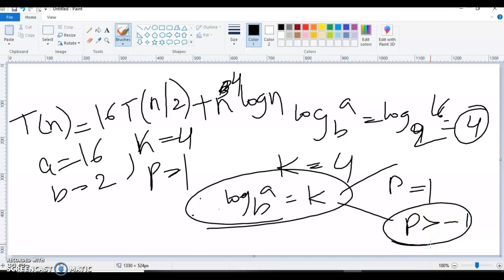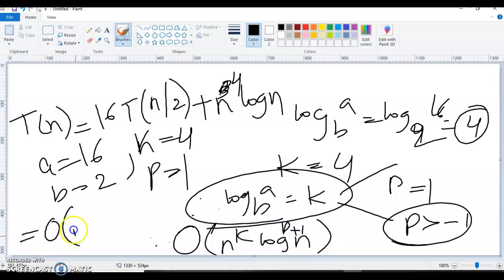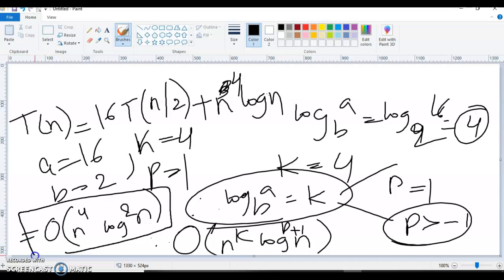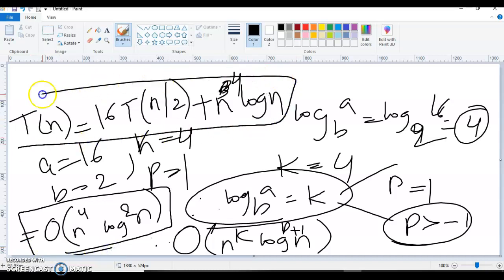So p is greater than minus 1. In this case our general solution is gonna be big O of n to the power k log n to the power p plus 1. That is big O of n power 4 log square n. So this is our analyzing time for the recurrence relation I have taken. So this is how recurrence relations are solved.